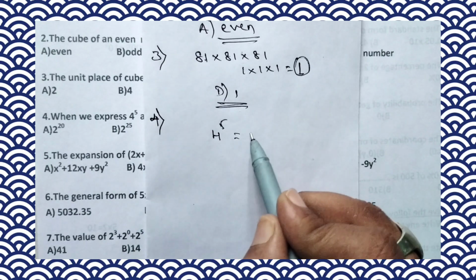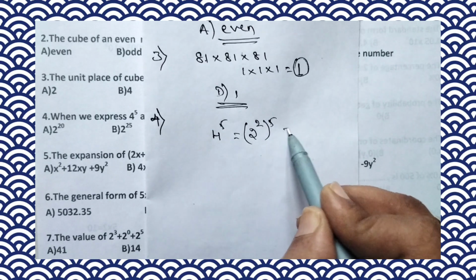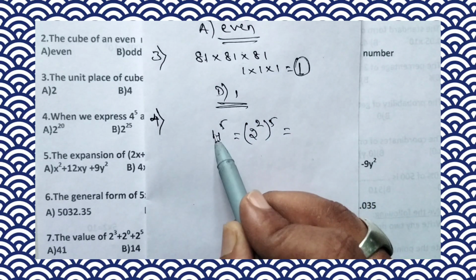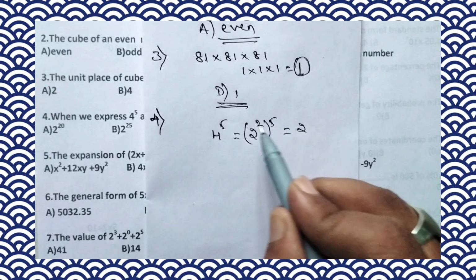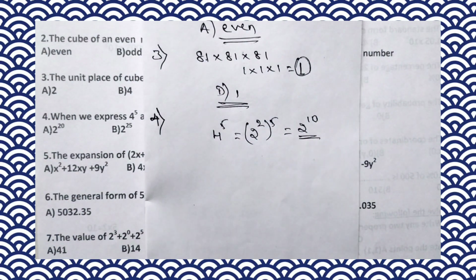So 4 can be expressed as 2 to the power of 2 whole to the power of 5, because 2 to the power of 2 is 4. So 2 to the power of 2 5s are become 10. So the right answer is 2 to the power of 10.